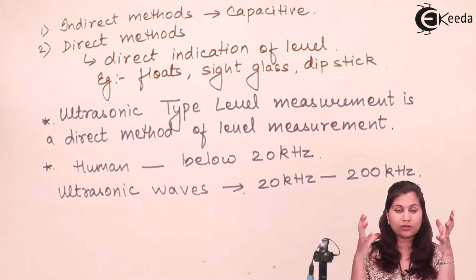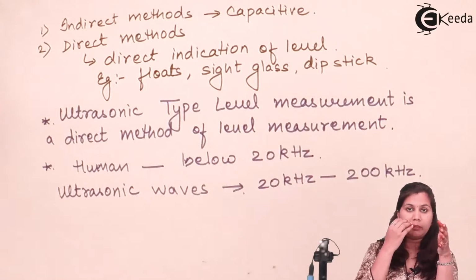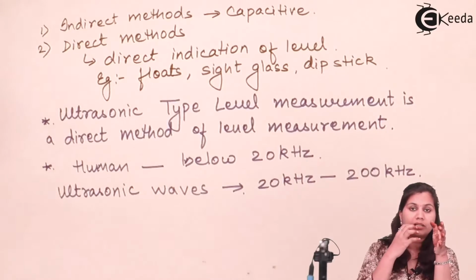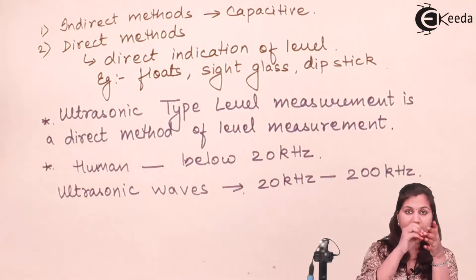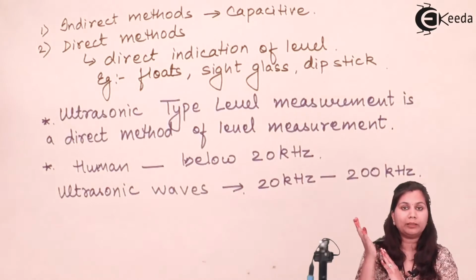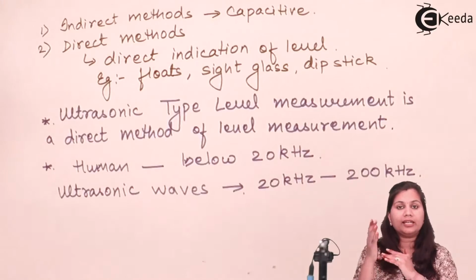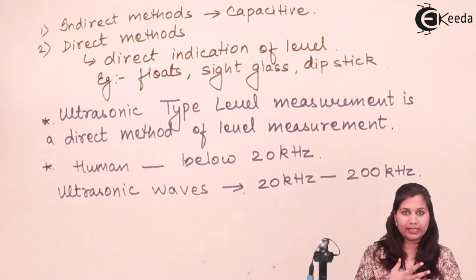A bat generates ultrasonic waves, and when those waves strike an object, they return back. The time taken by the ultrasonic waves to hit the object and return back is calculated by the bat. In that way, it calculates the distance of that object from itself.